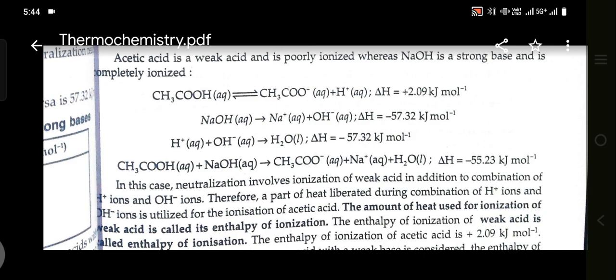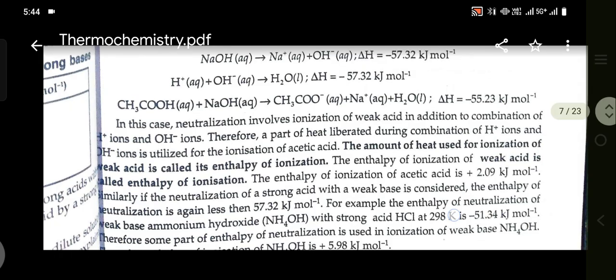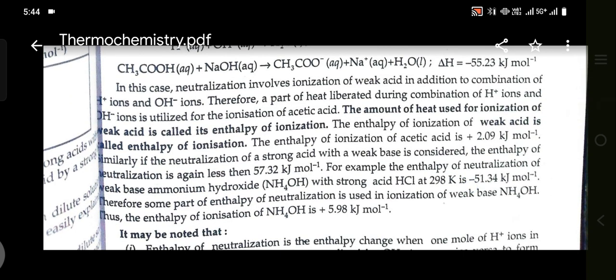In this case, the neutralization involves ionization of the weak acid in addition to combination of H+ ions and OH- ions. Therefore, a part of the heat liberated during the combination of H+ and OH- ions is utilized for the ionization of acetic acid. The amount of heat used for the ionization of a weak acid is called the enthalpy of ionization. The enthalpy of ionization of acetic acid is +2.09 kJ/mol.